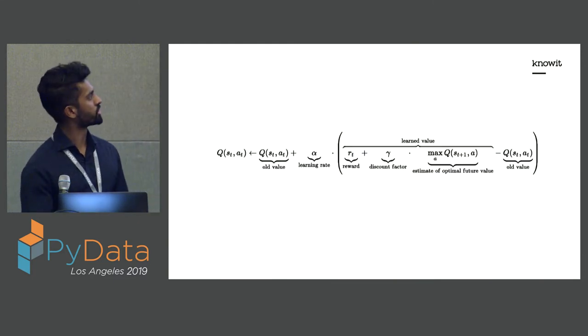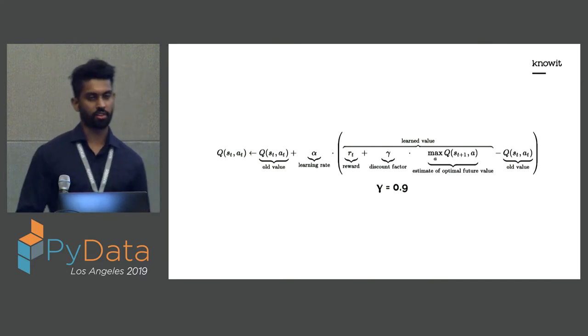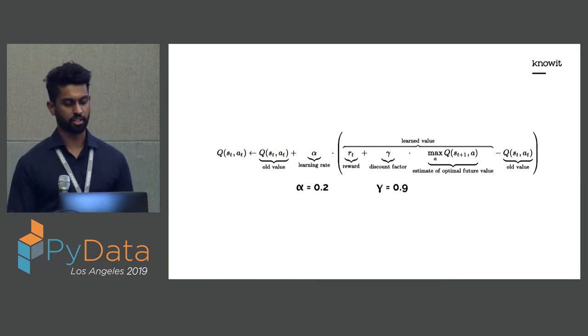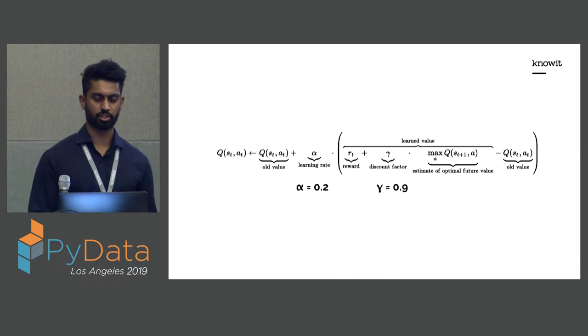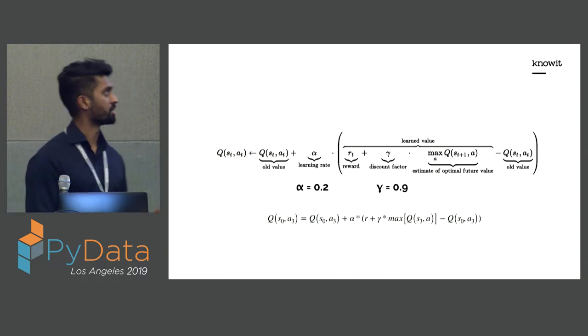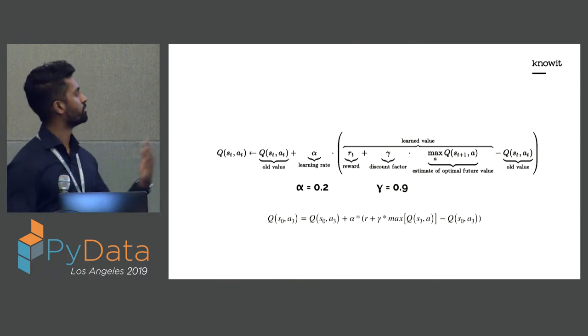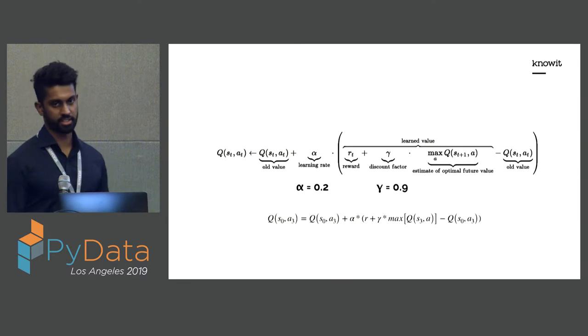So we'll just use this formula. It's all about plugging in the values that we already know. And we have to set a discount factor and also a learning rate. These are parameters that you usually tune during machine learning training. And this is the same formula, just that now I've plugged in the variables for the update step that we're about to do.